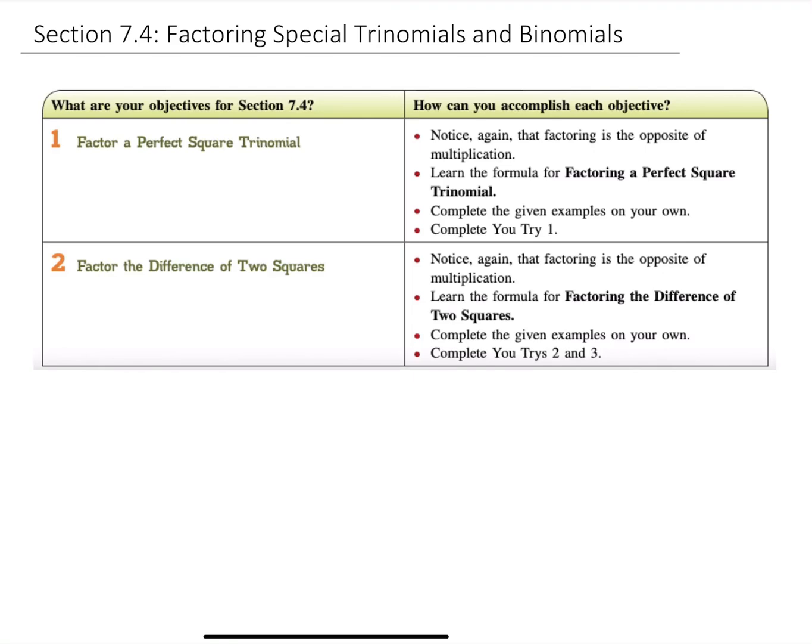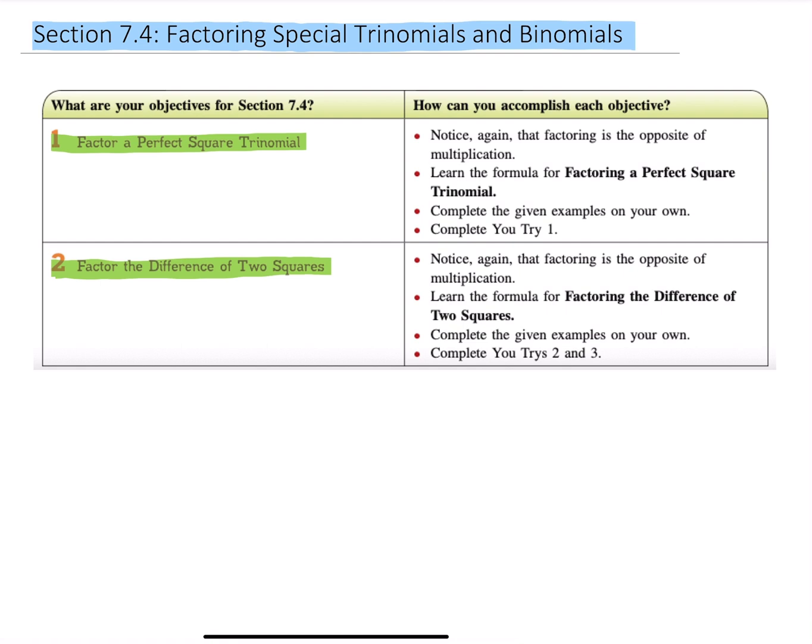In this video, we're covering section 7.4 on factoring two special forms of trinomials and binomials. The first one will be the perfect square trinomial, and then the second will be the difference of two squares. So these are two patterns that we can recognize to help make factoring a bit easier. So let's look at the first one, the perfect square trinomial. We'll see the pattern and how we can utilize it.